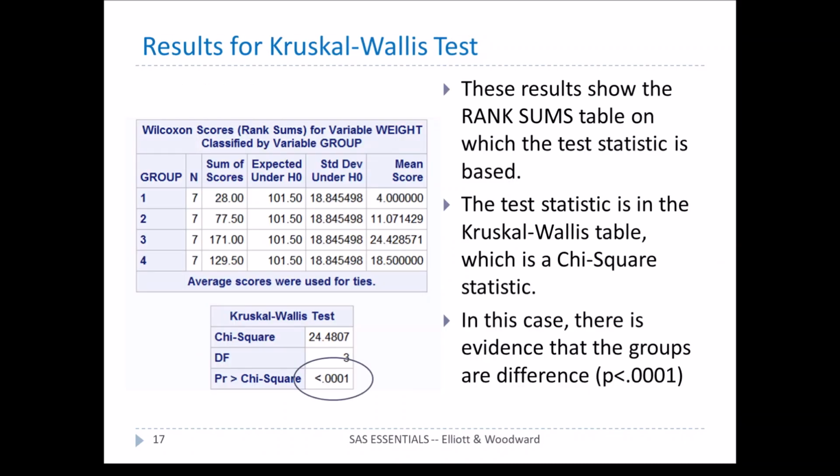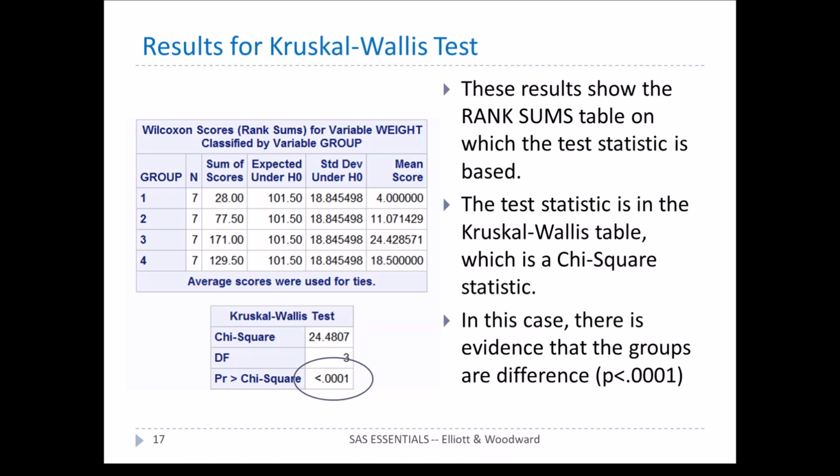All right, so here are the results, and notice the top table is called the Wilcoxon scores. We already saw a similar table. And here we have 4 groups, each with n of 7. And again, we have the mean score at the very right. Again, we're not comparing the means like we would in an ANOVA. We're doing something different here. We're comparing the overall group condition or distribution.